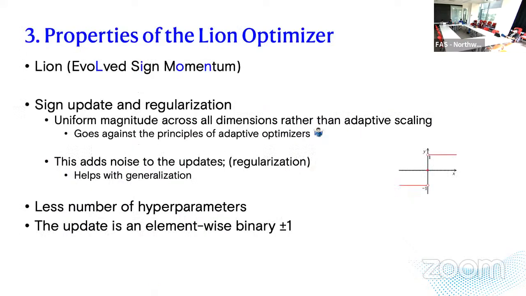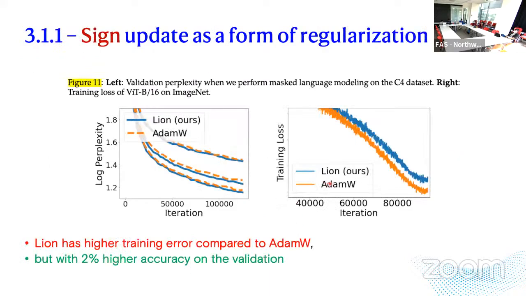In terms of this sign function, what they have seen in terms of other properties is that it has fewer hyperparameters because we don't have the second order. I need to actually double check this. This also has beta 1 and beta 2, but I think there might be tunable hyperparameters. The element-wise update is binary, 1 and -1. Because of this noise, they have discovered that this has higher training error compared to Adam. This is on image classification.